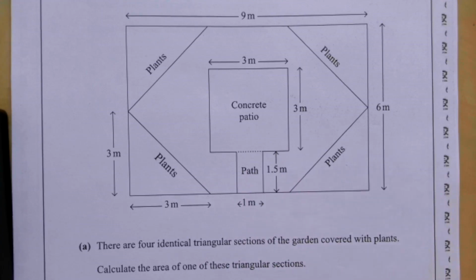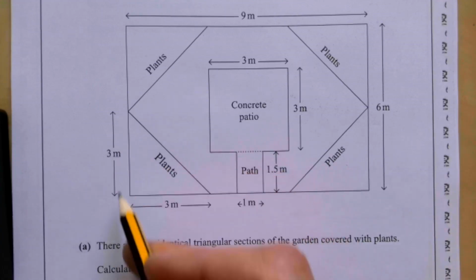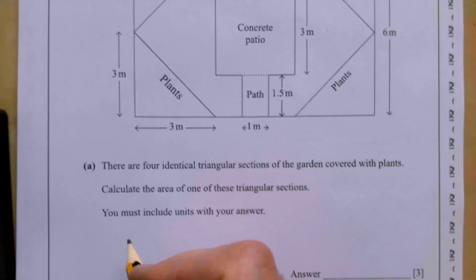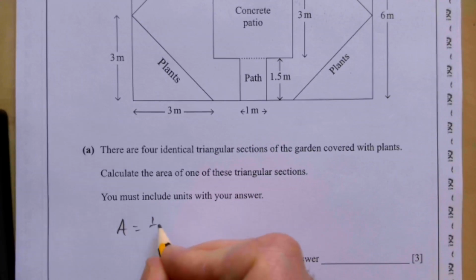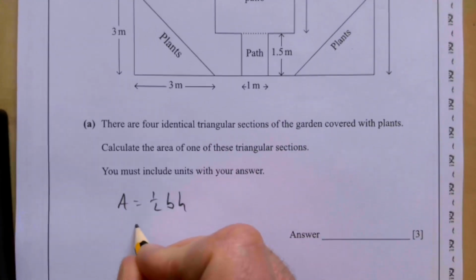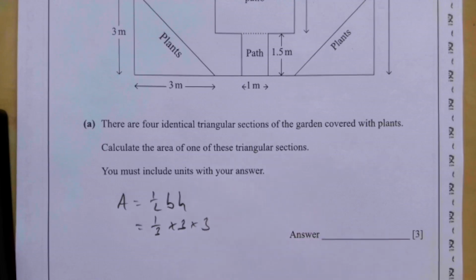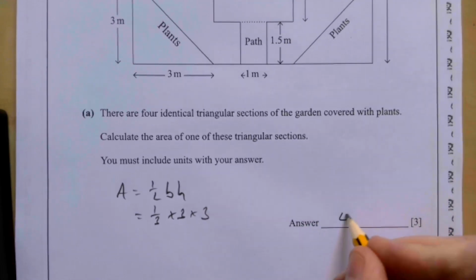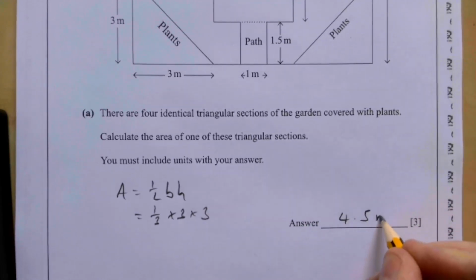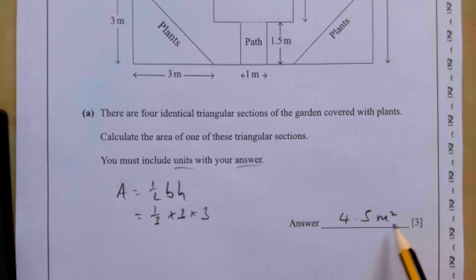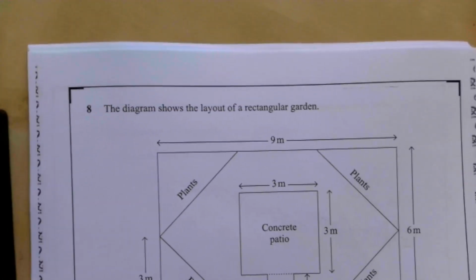Well, it's going to be 3 times 3, so it's the base times the height divided by 2. So the area of a triangle, half times 3 times 3, gives me 4.5 meters squared. There's very few questions in your GCSE where you need to include your units. They normally give you them, so you'll be getting a mark for the units in that one.